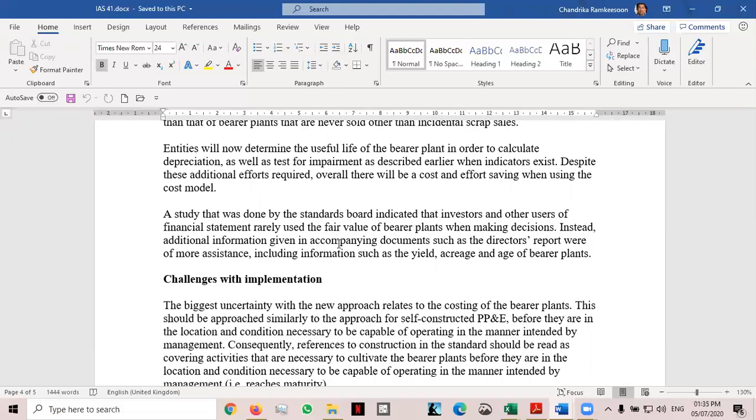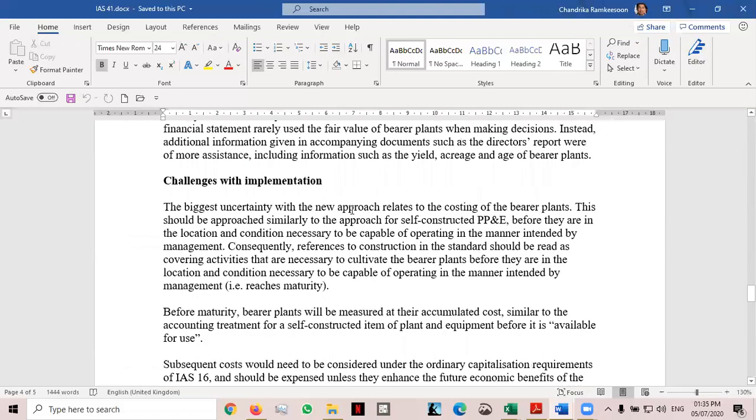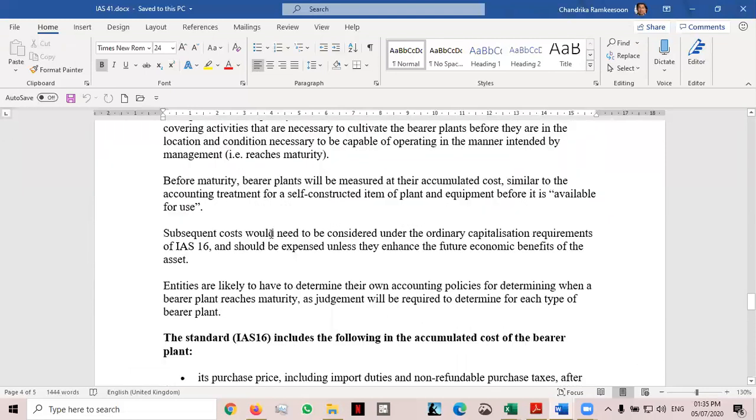And here you see in it, entities will determine the useful life of the bearer plant in order to calculate depreciation, because depreciation is charged. The same basis used for other non-current assets will be used here. Despite these additional efforts required, overall there will be a cost and effort saving when using the cost model. And again, you can read through this, but you don't need to be too concerned with the implementation.